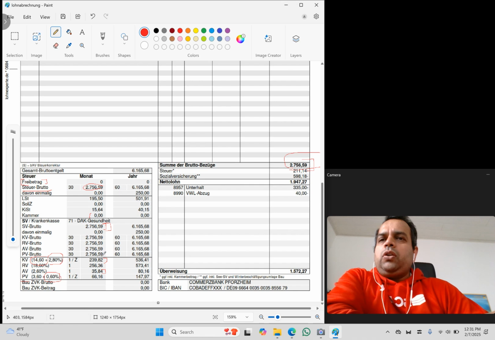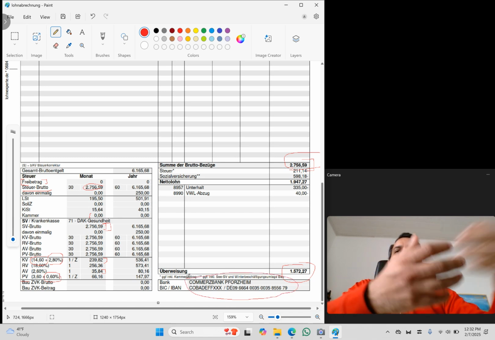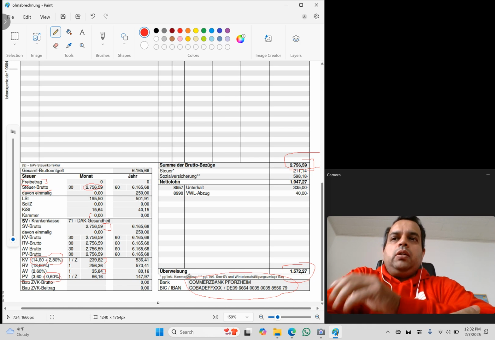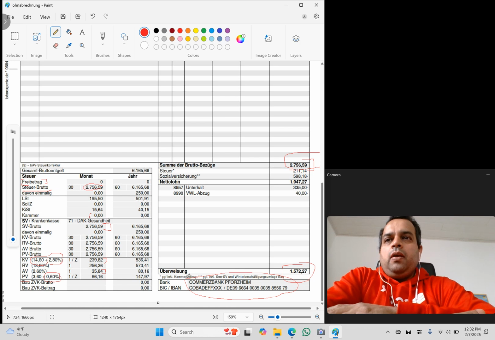And then with all these deductions, what remains is transferred to your bank account, and generally your bank account is given here as well. So I just wanted to give you an understanding of how you can read your pay slips and what these numbers really mean. I think with these numbers, 90% of the cases, or most of the cases, are covered.